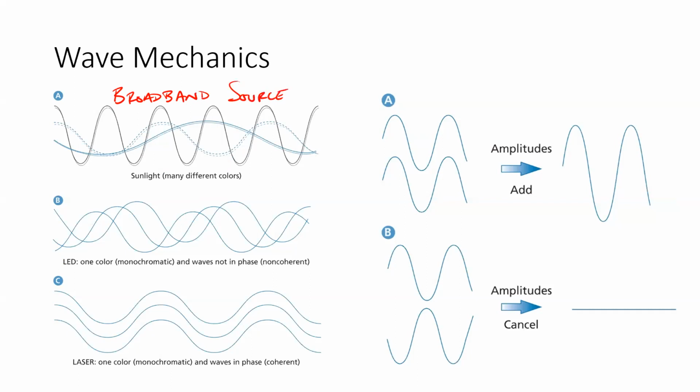Because it emits a variety of wavelengths. And so here they're talking about sunlight as a broadband source. And you can see as we move down that list there, we move from having lots of different wavelengths to having a single wavelength. In B, these are out of phase, right? When we talk about phasing, we're talking about our amplitudes, our peaks and our valleys lining up, right? And so these are not in phase, and so these are non-coherent.